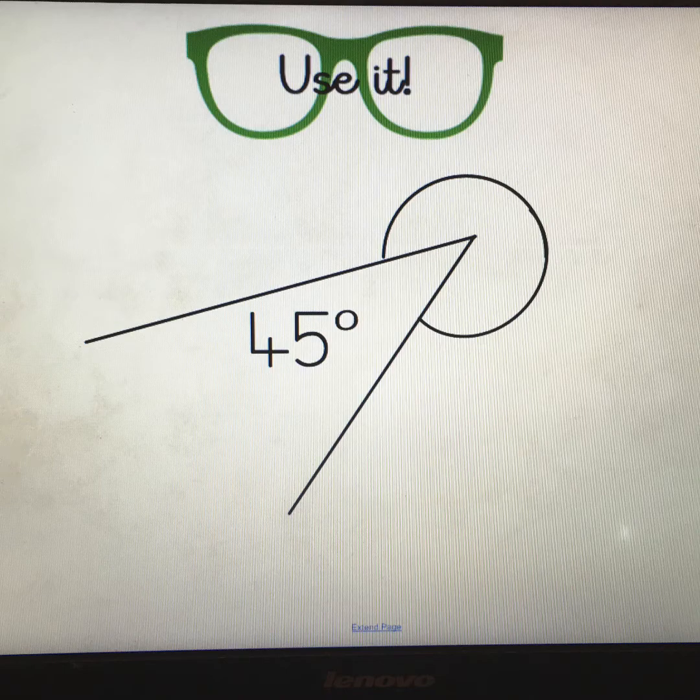How many degrees in a triangle? 180. How many degrees on a straight line? 180. Right, new one then. How many degrees around a point? So how many degrees in a circle? How many degrees around a point? So this is like two straight lines stuck back to back. So it'll be 180 add 180, which is 360 degrees. Okay, it's 360 degrees around a point.